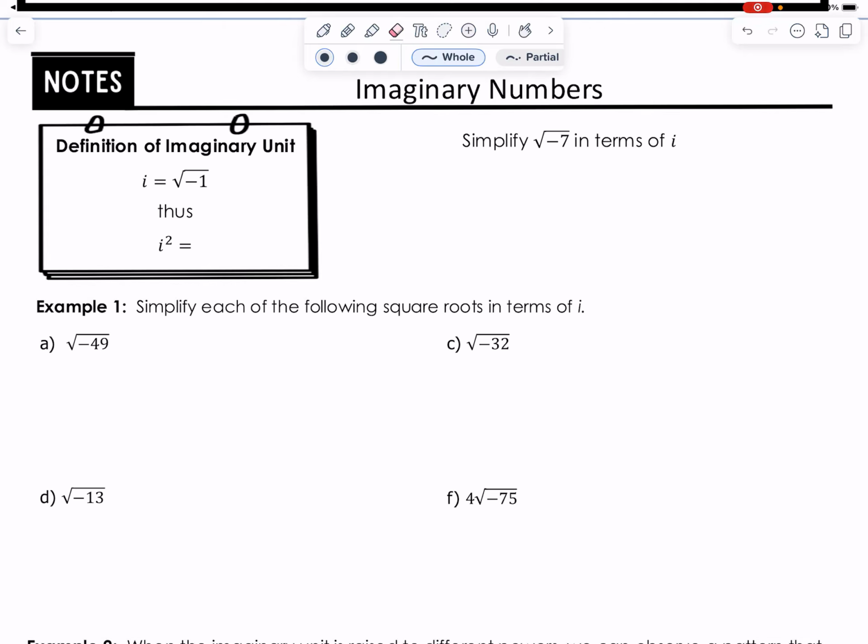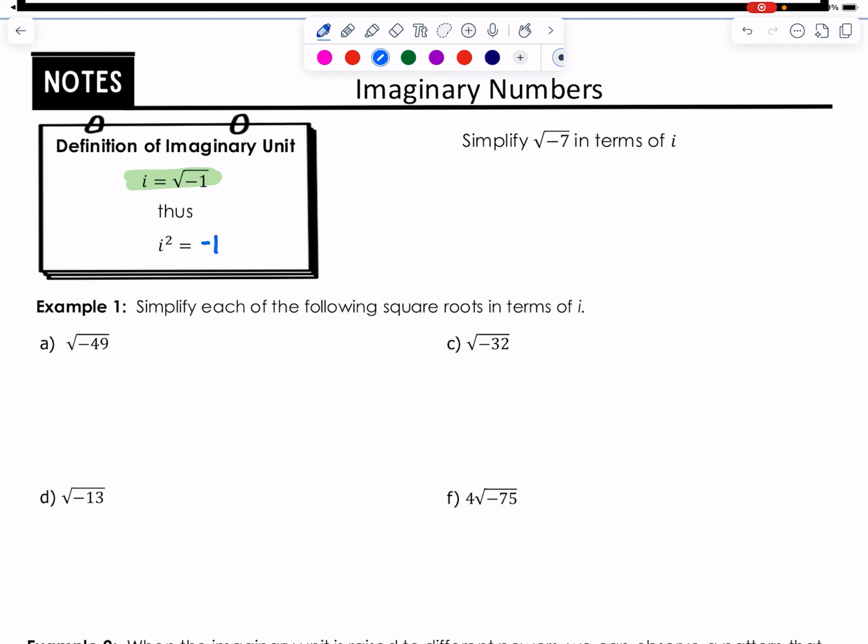In today's lesson, we will be exploring imaginary numbers, and we'll show how the imaginary numbers are used to simplify square roots of negative numbers. Now, before we get into how to do that, let's just look at a definition of the imaginary unit. So, in algebra, we define the variable i to be equal to the square root of negative 1. Now, what that means is that if you square the value of i, you would just get negative 1.